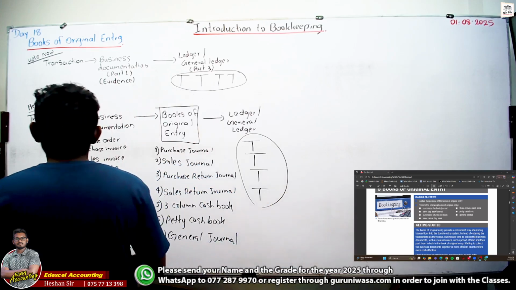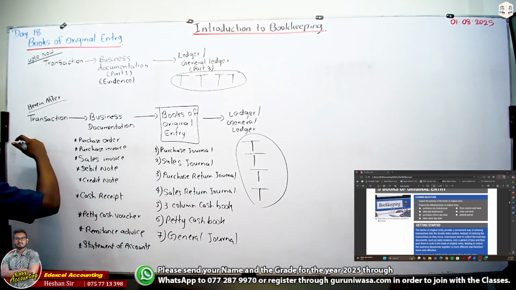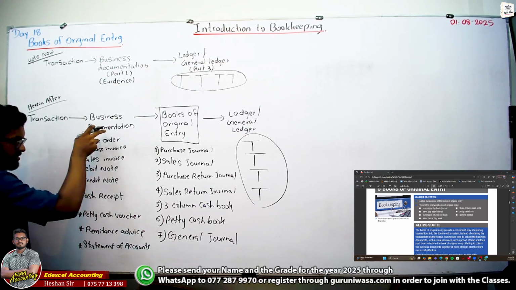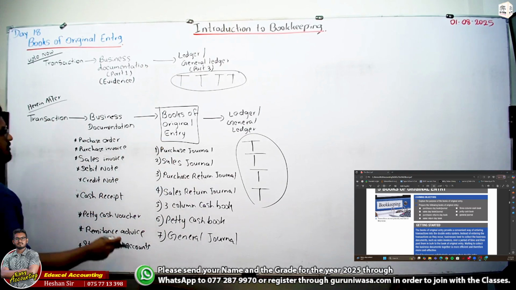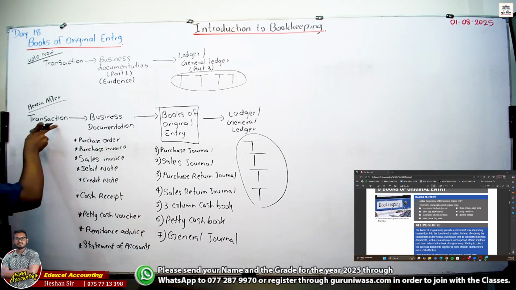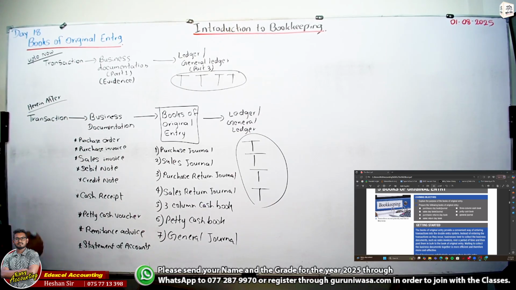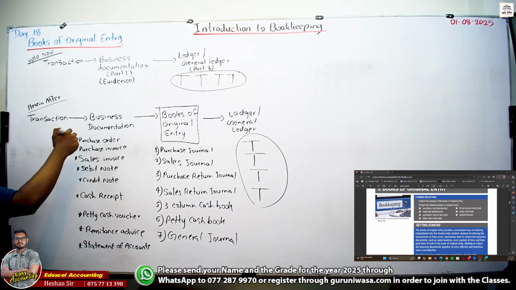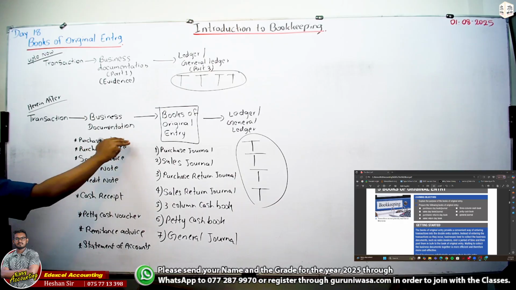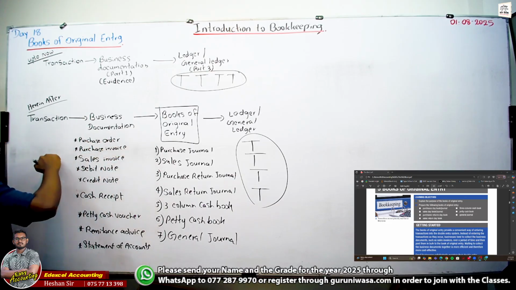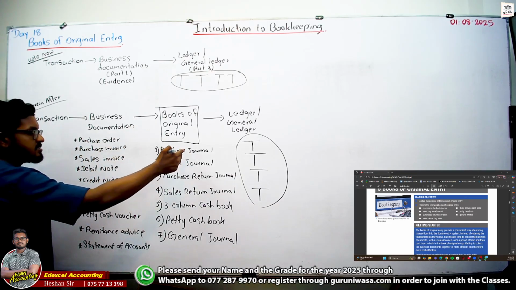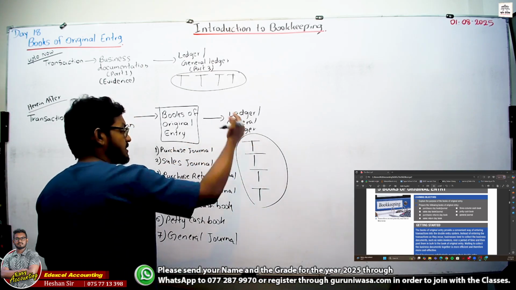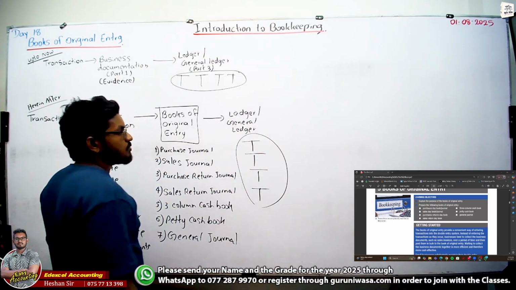For an example, I'll tell you a transaction. When the business purchases goods on credit, the business prepares a purchase order and other documents as well. The main thing which I give to the supplier is the purchase invoice once we receive the goods on credit basis, right? Then we record in the purchase journal, then we record in the ledger: the relevant purchase account debit, the relevant supplier's account credit.